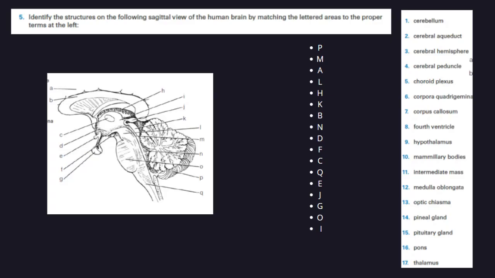Number 5. Identify the structures on the following sagittal view of the human brain by matching the lettered areas to the proper terms at the left. Number 1, letter P. Number 2, letter M. Number 3, letter A. Number 4, letter L. Number 5, letter H.